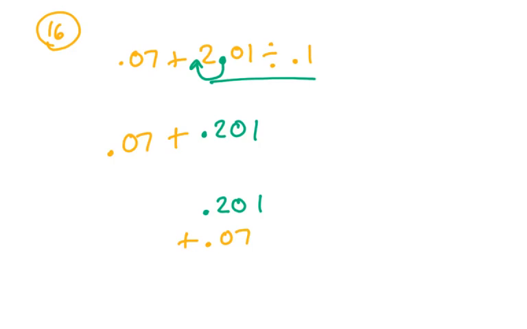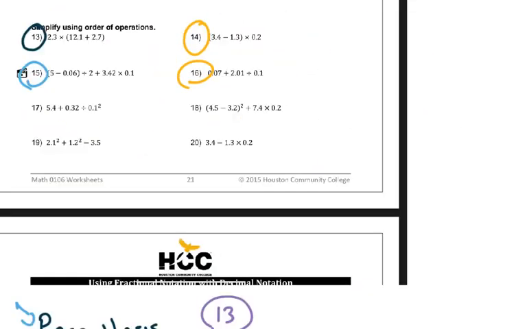Then I'll line up the other one. It's missing a 0, so I always like to put a 0 to keep it aligned, and then I'm just going to add. So that's 1, that's 7, that's 2. Pretty straightforward, 0.271. And that's it. On to the next problem.